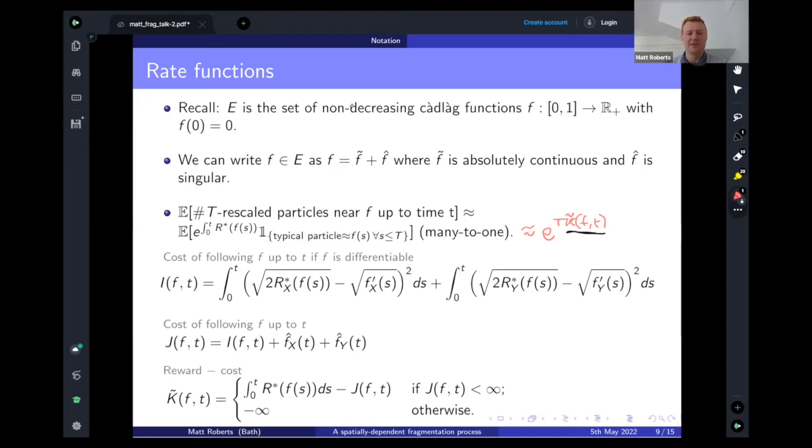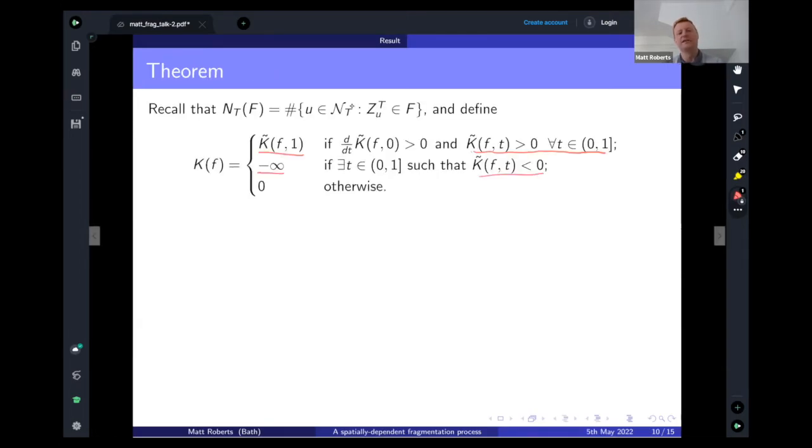But if K tilde ever goes negative, then on the next slide we had K. Oh, okay. K is minus. Okay. So I parsed it wrong. Okay, thanks.